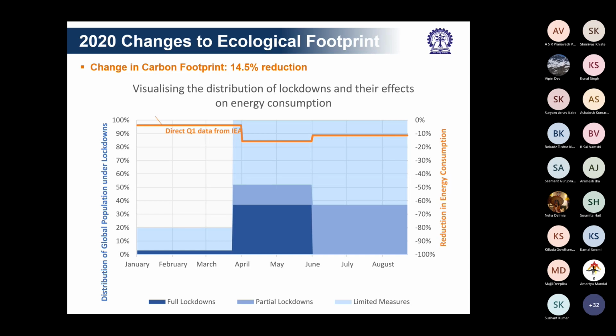Data from the International Energy Agency for the first 3 months of 2020 showed that a 3.8% drop in energy consumption was associated with a 5% drop in emissions. Then similarly, combining an understanding of the effect of different forms of lockdown on energy consumption and the distribution of lockdown, it also helped us to develop an estimate of the decline in energy consumption by 9.5%.